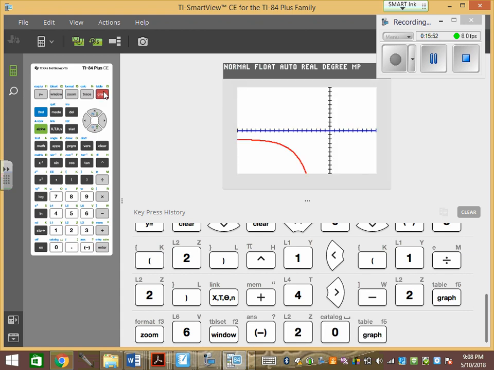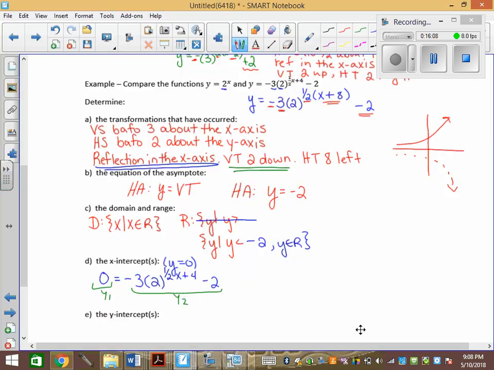Now I have a horizontal asymptote running through negative 2. So this entire graph, shouldn't have used red on red here, should use a different color. This entire graph is below the x-axis. So I'm going to have no x-intercepts.